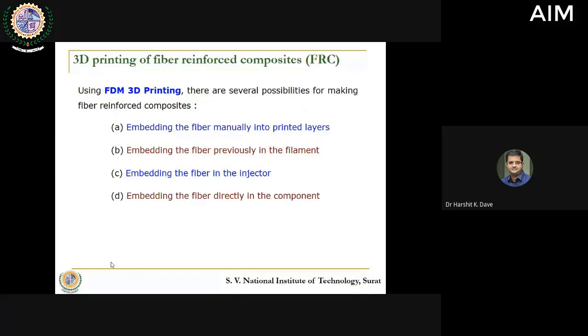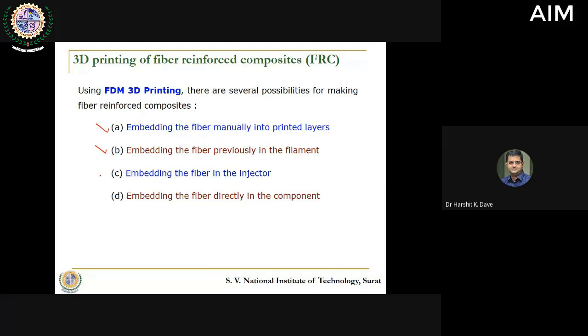Now I would concentrate on the FDM based process, because as of date it has different ways of fabricating composites. So as compared to the other three processes, there is a good variation in which the composites can be created. There are four major variations which I will briefly discuss. First, we embed the fiber manually into the printed layers. So layer after layer we put up the fibers by ourselves. Second, we embed the fiber previously in the filament. So we extrude a filament with fibers mixed into it.